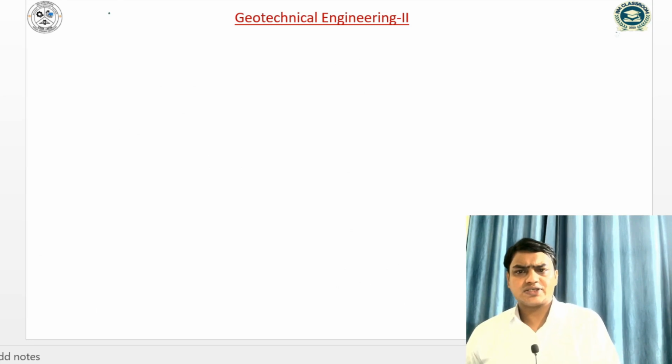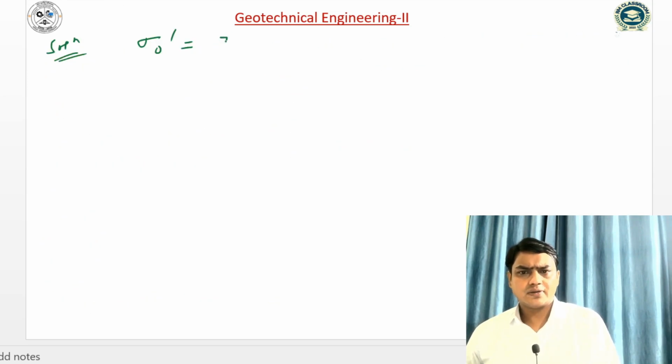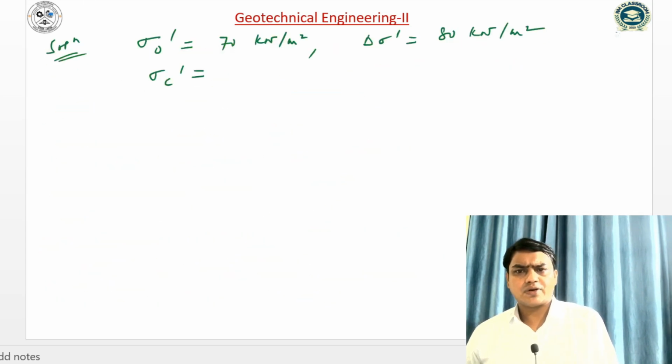So sigma 0 dash is given. Sigma 0 dash is 70 kilonewton per meter square, and delta sigma dash is 80 kilonewton per meter square, and pre-consolidation stress is given, that is 120 kilonewton per meter square. Firstly we have to check whether the soil is normally consolidated or over consolidated.